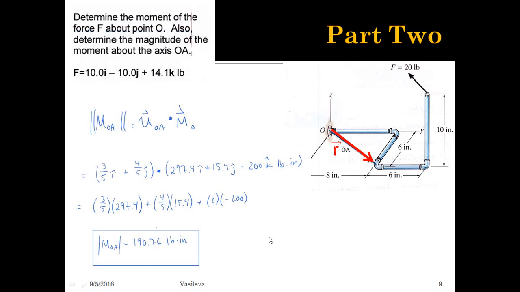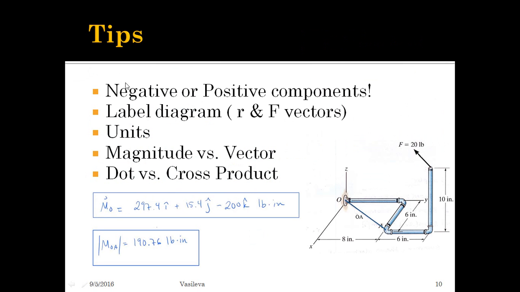So that's pretty straightforward. Some tips: a lot of you have been making mistakes on quizzes with negative or positive components. In this problem they're all positive x, positive y, positive z, but in other problems you have negative components. A y component could be going downward, so that means it's negative. Pay attention to that, because most of you have been messing up on that. Also, labeling your diagrams. Here they already labeled F for you, but whenever you're talking about an R vector, a position vector, from O to A or from O to your force, you need to label it on the diagram. Another important thing where points come off is units.